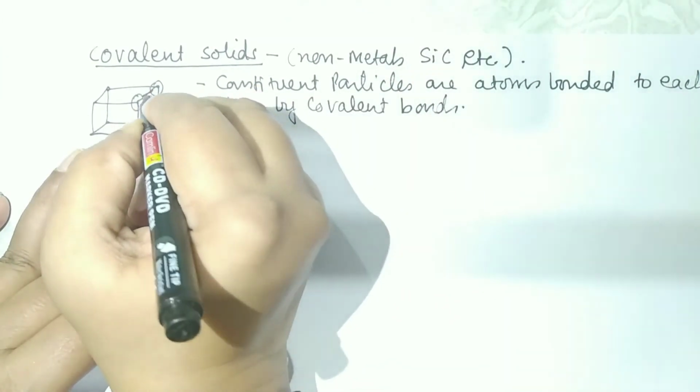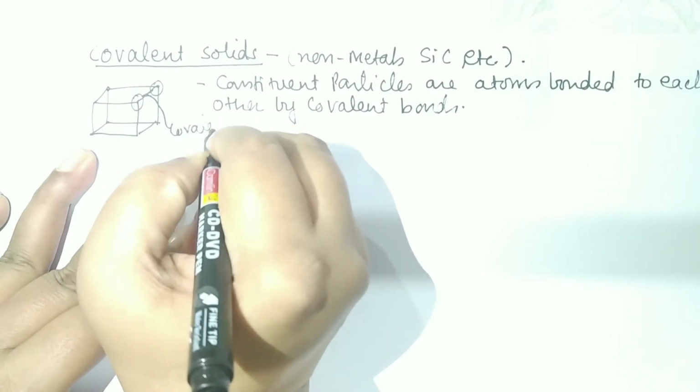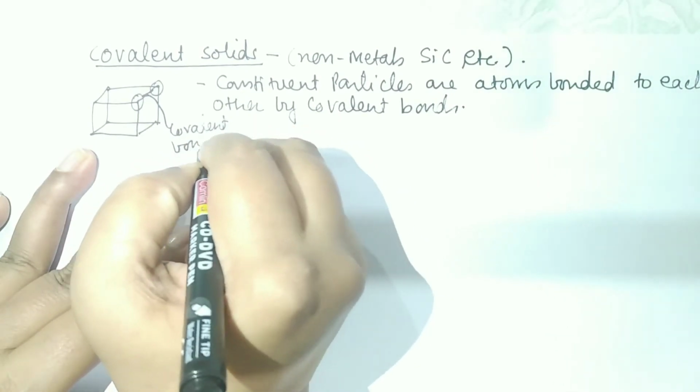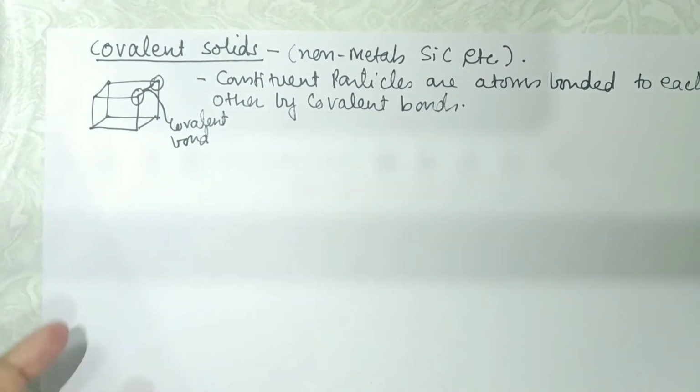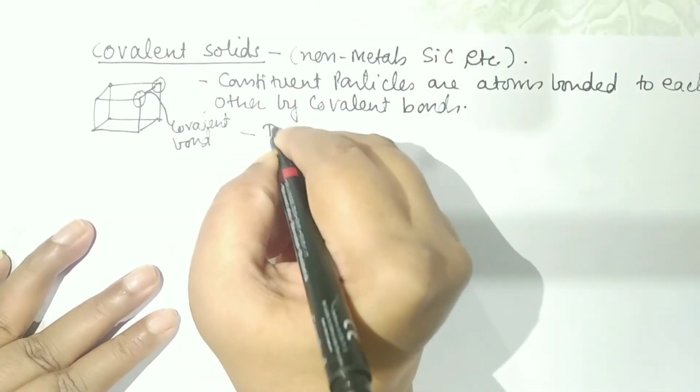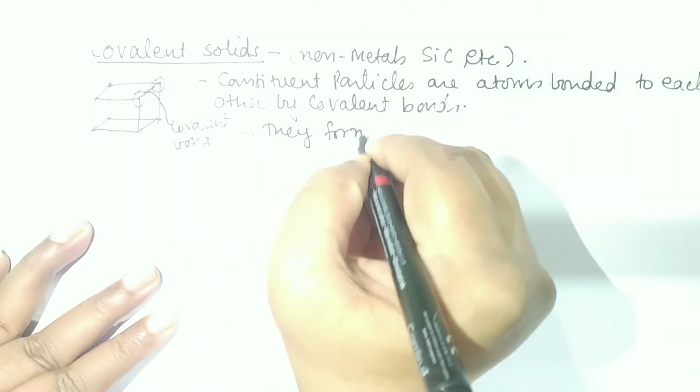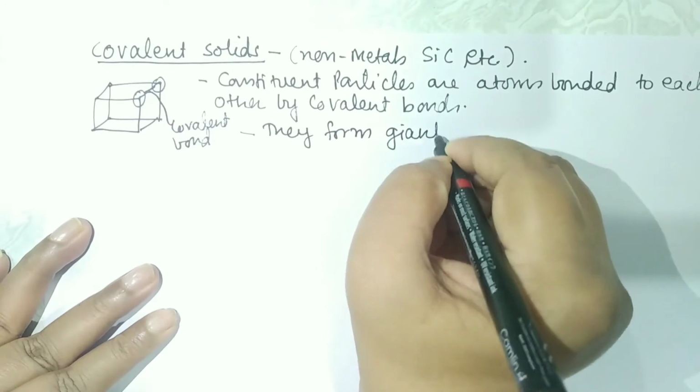So this is the covalent bond. So this is about the covalent solids. Now, if you see the covalent bonds in carbon, it has the ability to form carbon to carbon linkages. Similarly, silicon even has the ability to form this type of structure, and so they form giant molecules.